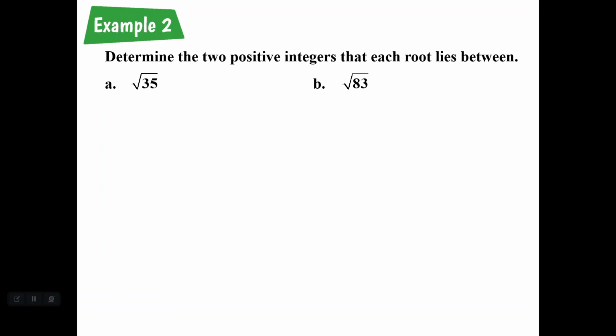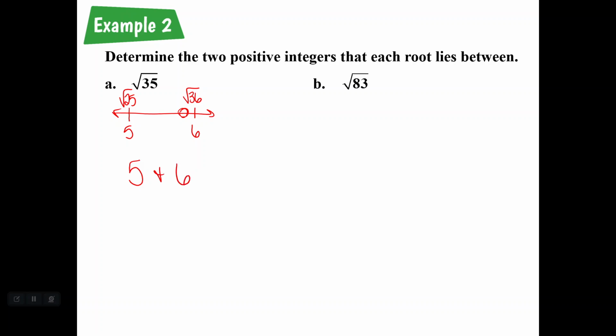So in this set of directions, you're asked to determine which two positive integers each root does lie between. If we look at a number line, we stated a moment ago that the square root of 36 is 6, and that the square root of 25 is 5. Square roots also go in numerical order, so the square root of 35 would be somewhere down here. So because 35 falls between the two perfect squares 25 and 36, the square root of 35 falls between 5 and 6.